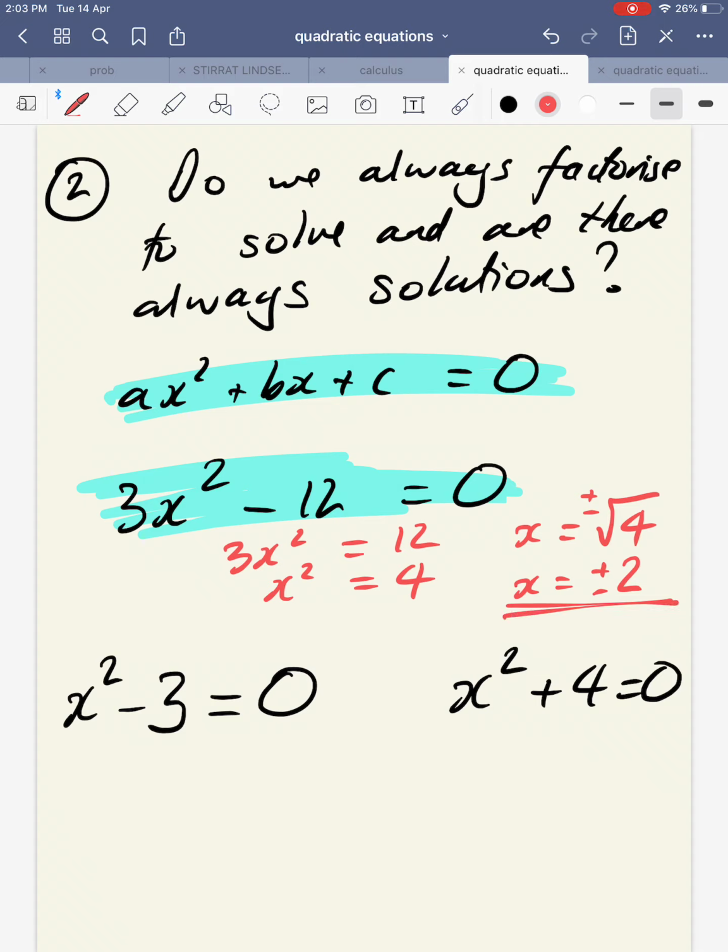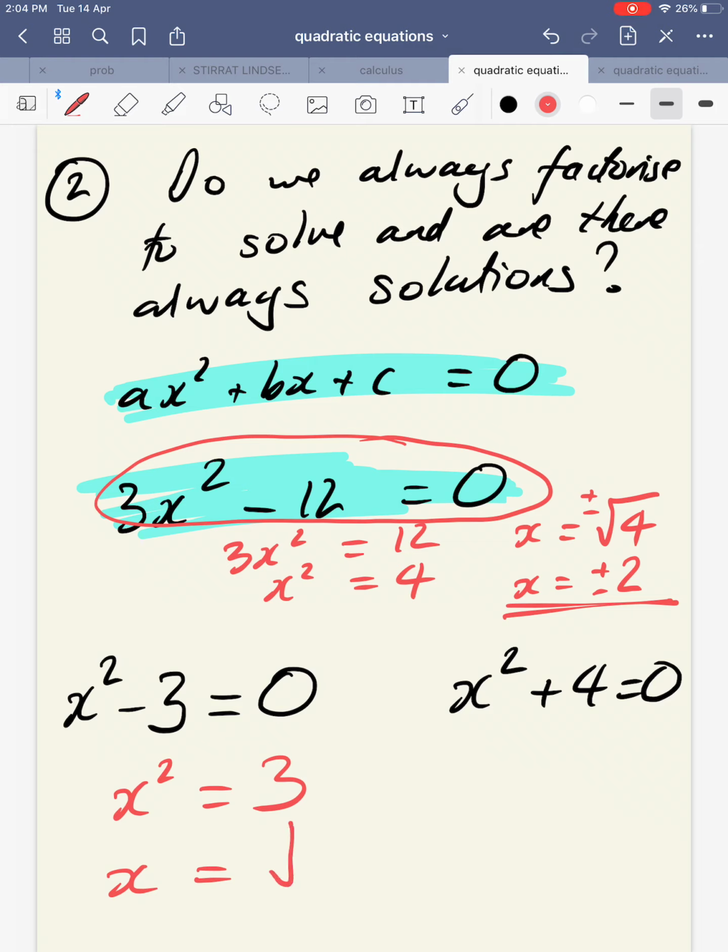Okay? So in answer to the question, do we always factorise to solve quadratics? Well, for this one we didn't, because this one didn't have any x's, it just had x squares and numbers. So we just made x the subject. For this one, add 3 to both sides, and now take the square root of 3. We'll get a positive and a negative answer, and you can put that on your calculator and you will get 1.41, positive or negative. Oh, let me just check that you do get 1.41.